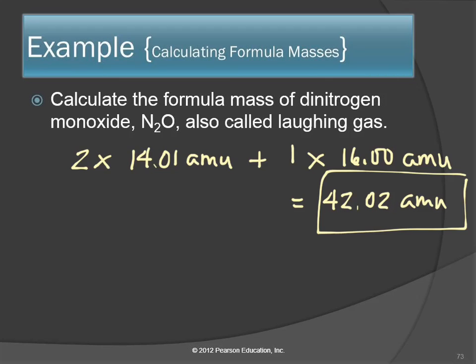We should consider significant figures when we're calculating formula masses. If we think about adding these up, this is going to have 2 decimal places and 2 decimal places. Generally, we will end up with 2 decimal places in our molar masses.